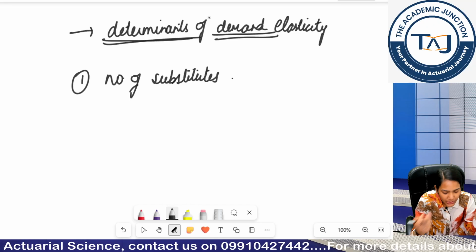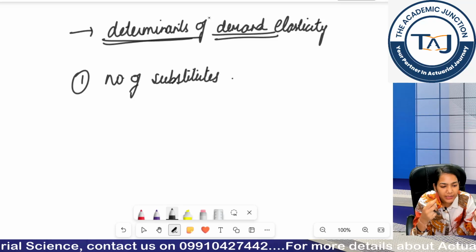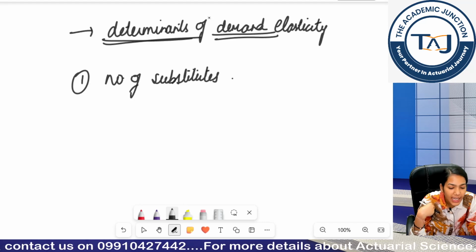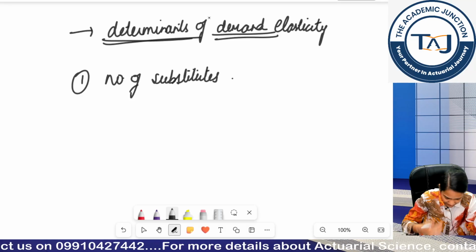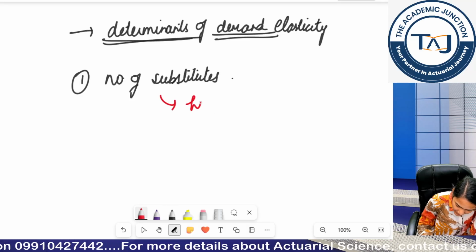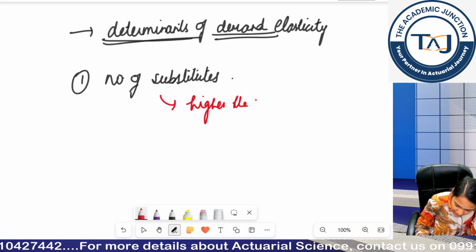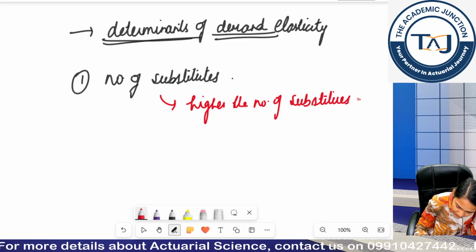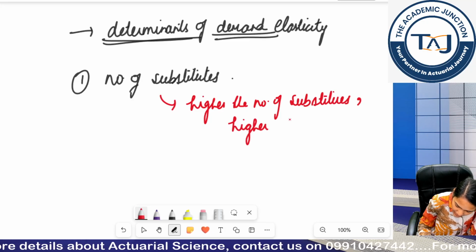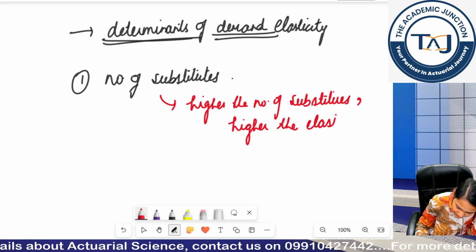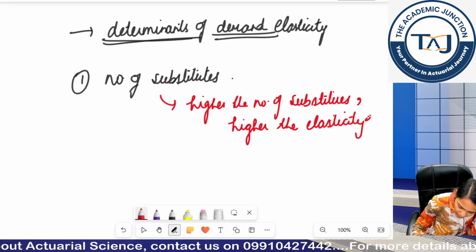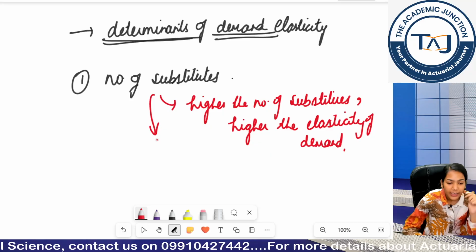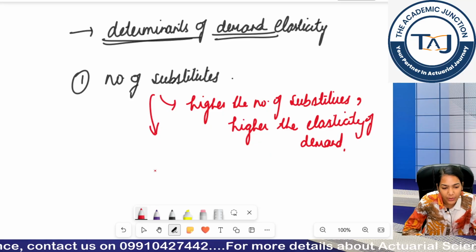Is this clear? So the higher the number of substitutes I have for my good or service, the higher the elasticity. So I can say, the higher the number of substitutes, the higher the elasticity of demand. Clear? Similarly, let's talk about the degree of closeness.